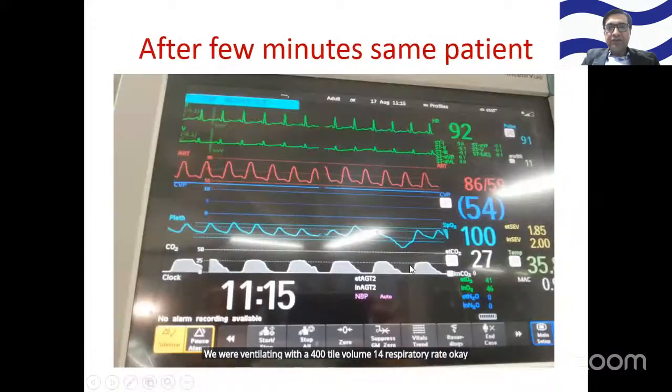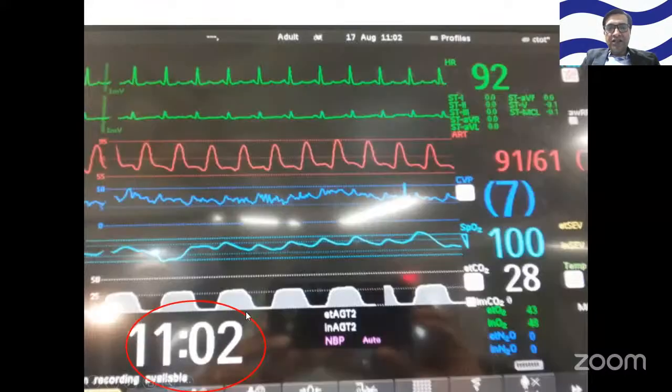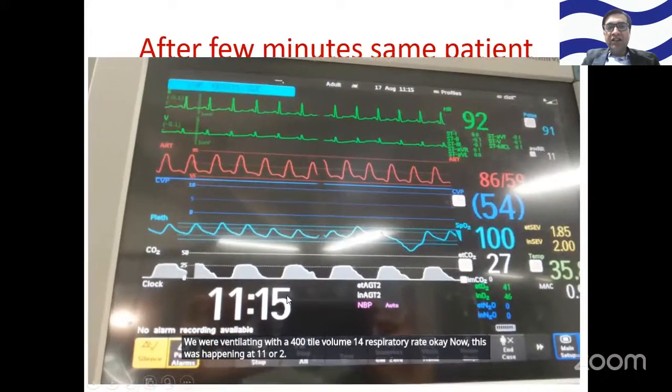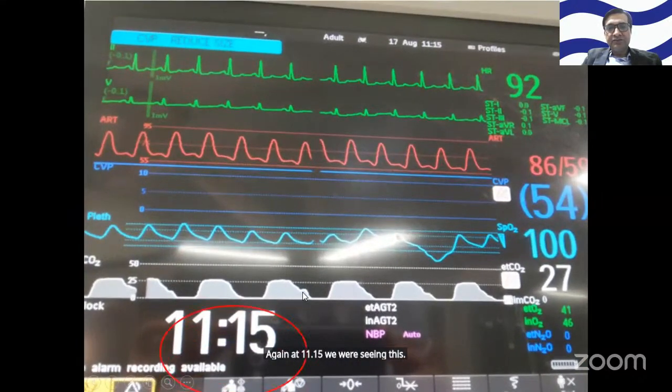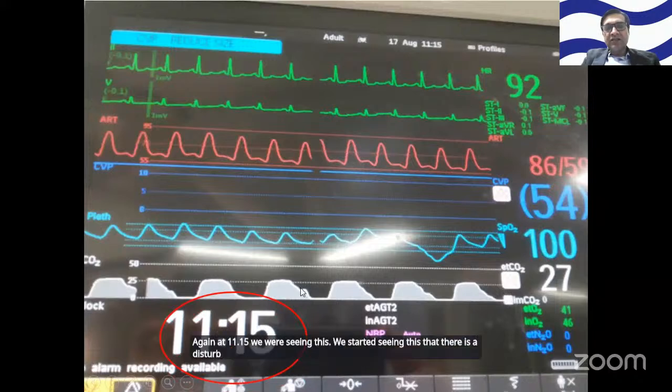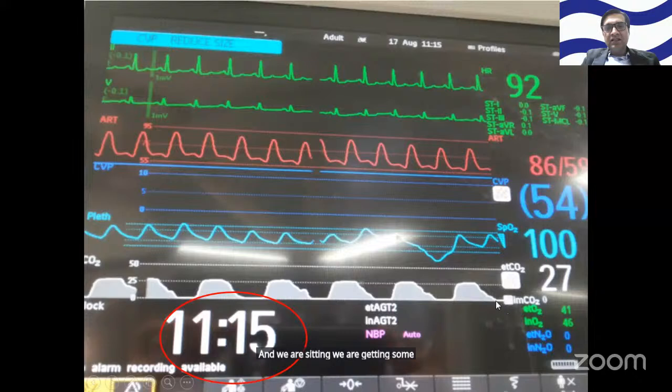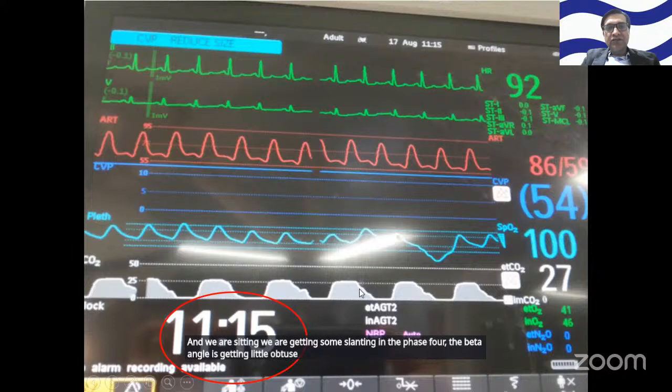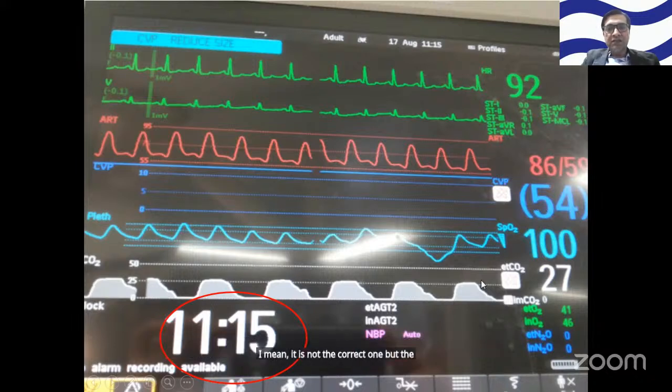Now, this was happening at 11:02. Again at 11:15, we were seeing this: disturbances at phase 3 and phase 4, and we are getting some slanting in phase 4. The beta angle is getting a little obtuse. So we thought, what is happening to this patient? Again, the hemodynamics remained the same. The CVP is wrong because we were giving fluids through the line which we were monitoring, so it is not the correct one, but the hemodynamics remained almost the same.